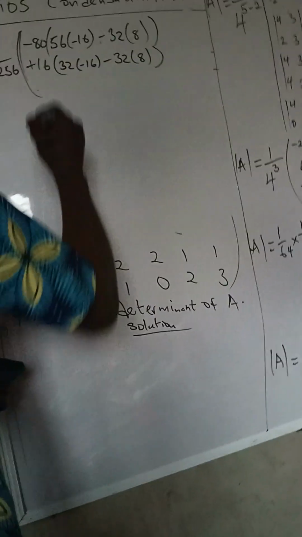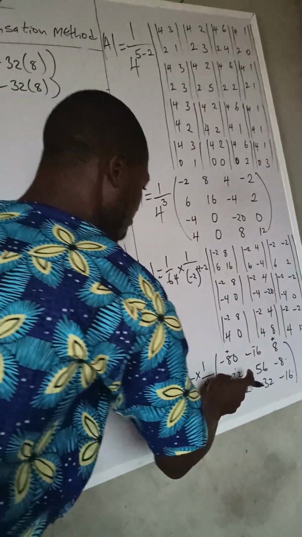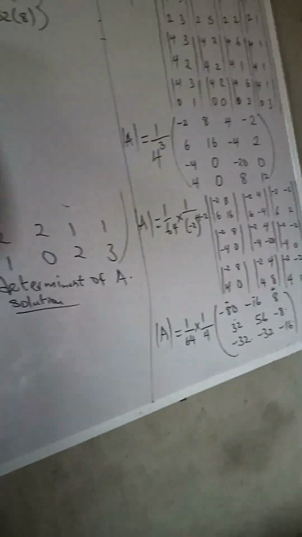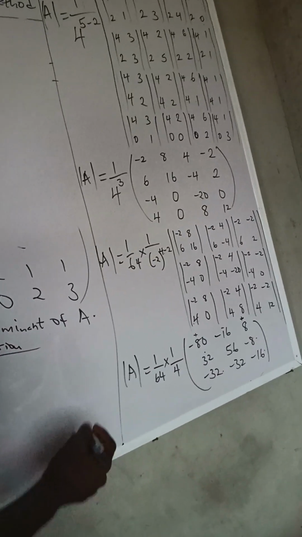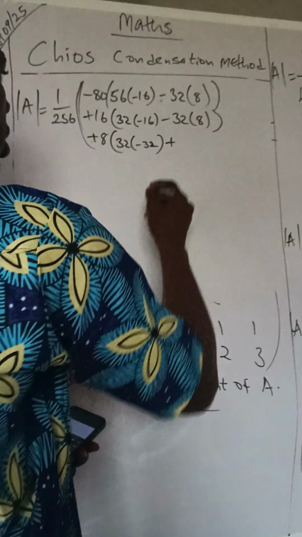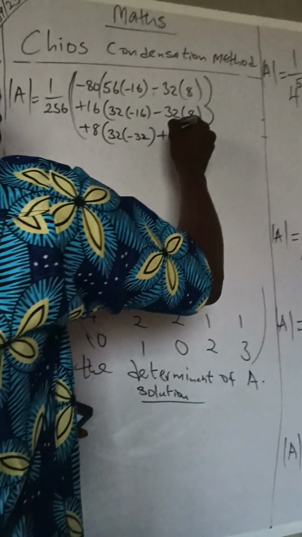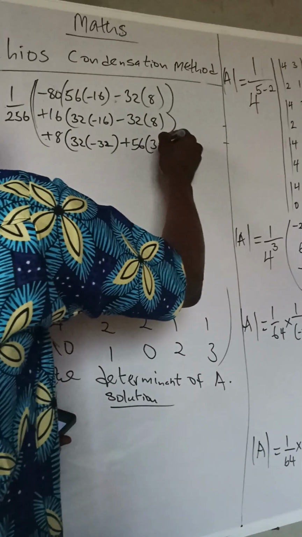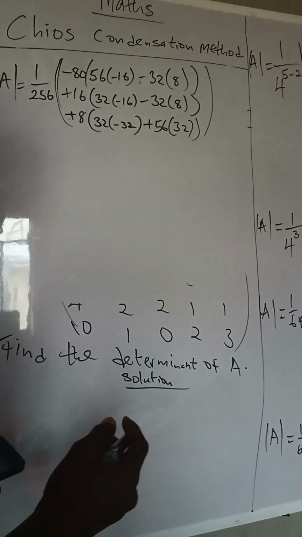Then we have plus 8 into, now when you cover this, you have 32 times minus 32, into minus 32. Then plus, it's going to be plus because there is minus here, and then you have minus, you are going to have a negative value. So minus times minus will give you plus. So into 56 times 32. Okay. Now let's simplify this one by one.